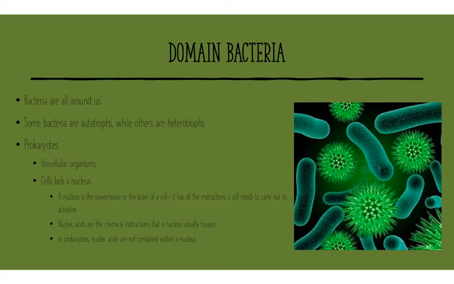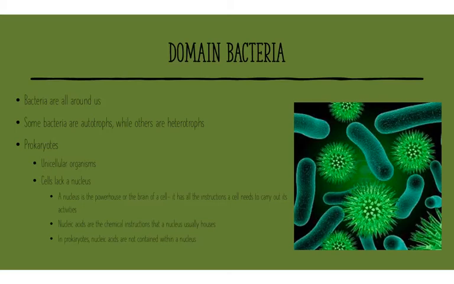In addition to these characteristics of the domain bacteria, organisms within the domain bacteria are also considered prokaryotes. And prokaryotes are unicellular organisms, meaning they only have one cell. And this cell is unique because it actually lacks a nucleus. We've not talked in any kind of detail about what a nucleus is. But a nucleus is the powerhouse of the cell. It's kind of like the brain of the cell. It has all of the instructions that the cell needs in order for it to carry out its activities or its daily functions. So nucleic acids are the chemical instructions that are found within the nucleus.